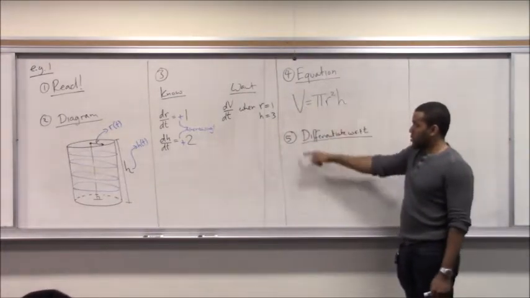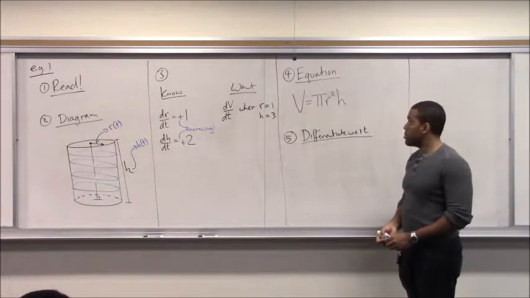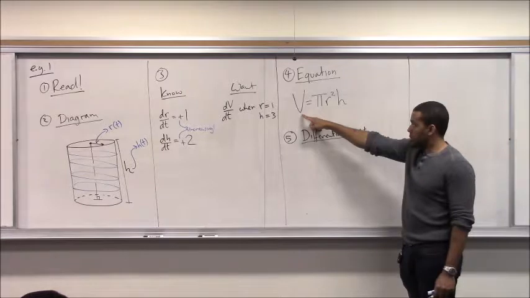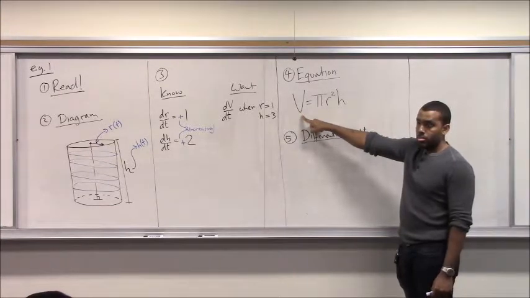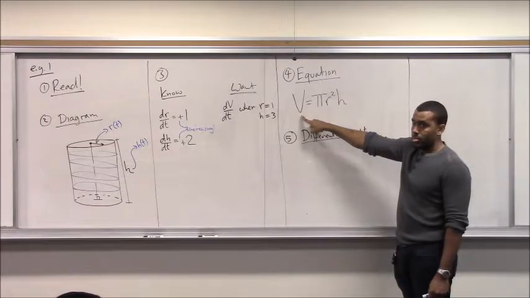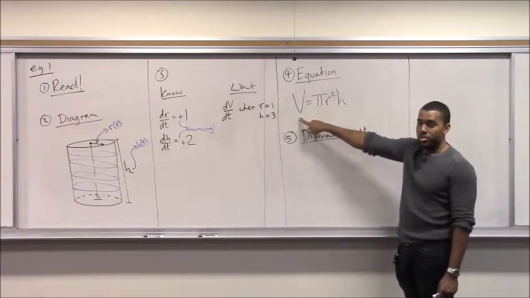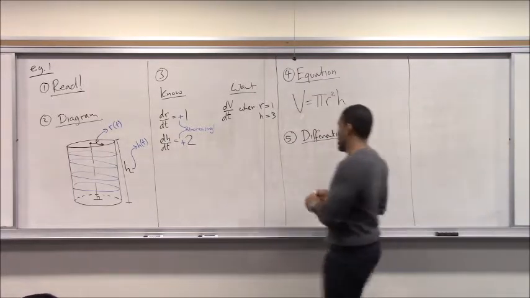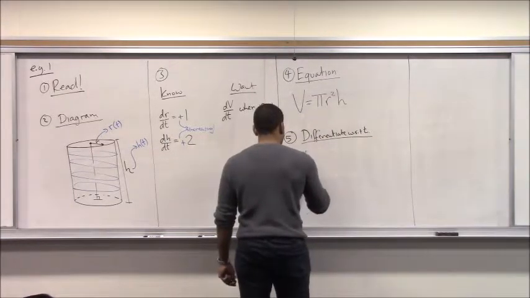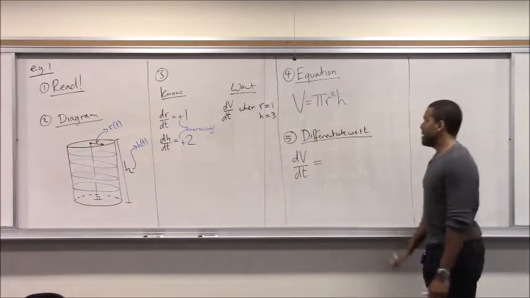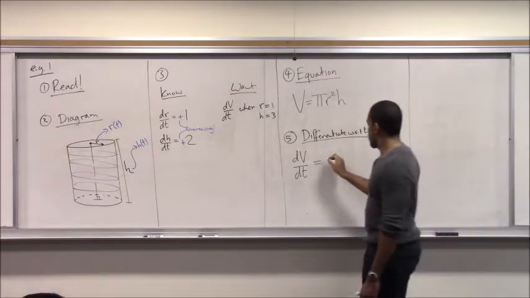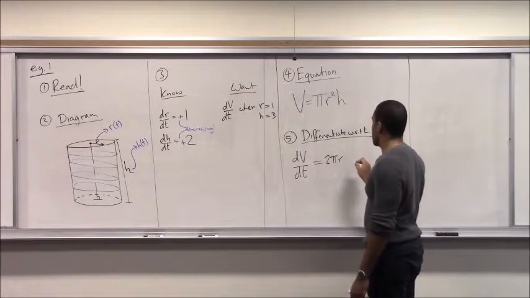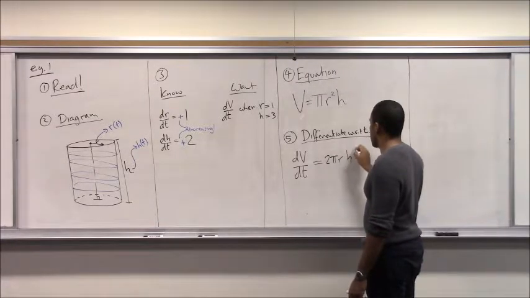What is the derivative of V? V prime. That's not the whole equation. Okay. Now what's the derivative of this side? 2 pi r h prime. 2 pi h prime.